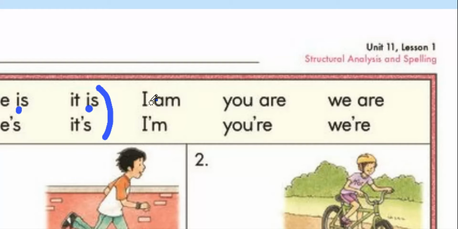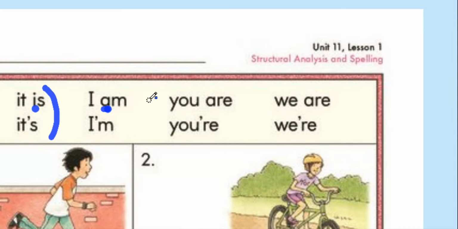"I am." Well, we have the contraction "I'm." What letter did we drop, or replace with an apostrophe? We have I. Do we have an A? No, we have an apostrophe. So we dropped and replaced the A with an apostrophe, and we still have M. "I am" turned into "I'm."